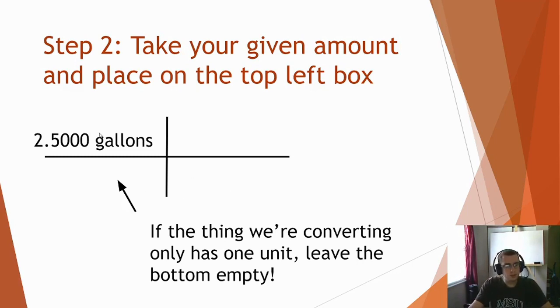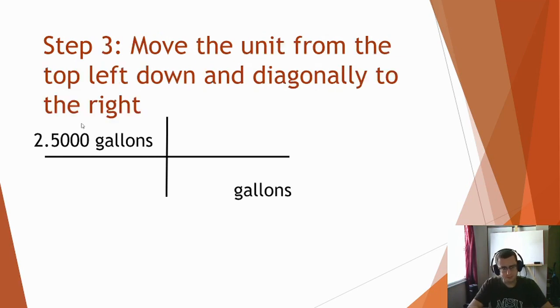So again, just put the unit up top with the given. The next step, we're going to move the unit from the top left down and diagonally to the right. So we had gallons up in this section, so we're going to put it down here. The reason for this is the point of train tracks is we're going to cancel things out.